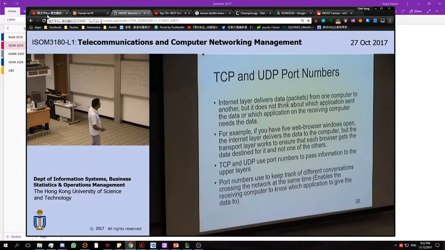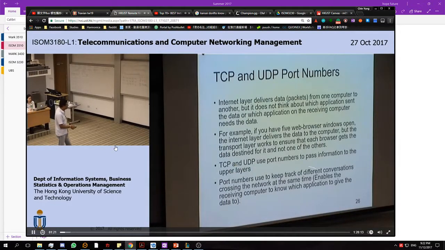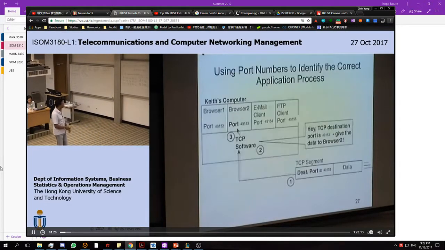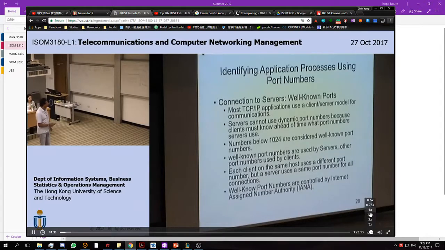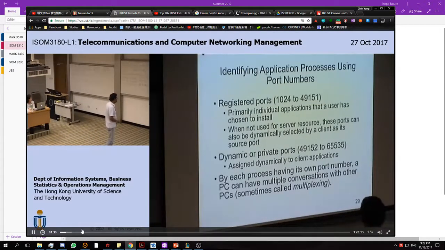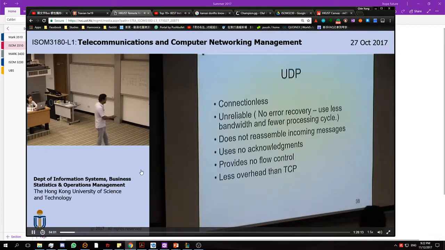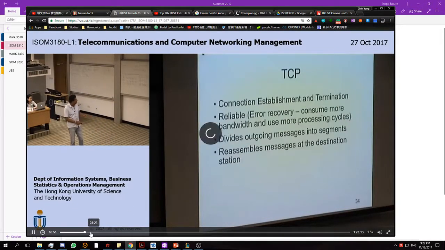So port numbers are used in both TCP and UDP. That's the only thing common between TCP and UDP. Port numbers keep track of different conversations crossing the network at the same time. Then we look at different kinds of port numbers. There are 3 different kinds: well-known port numbers, registered ports, and dynamic ports. UDP has less overhead. Overhead means keeping track.